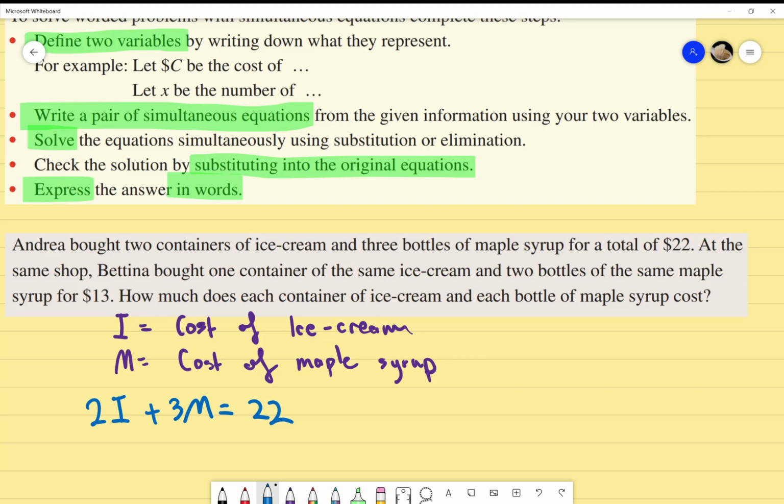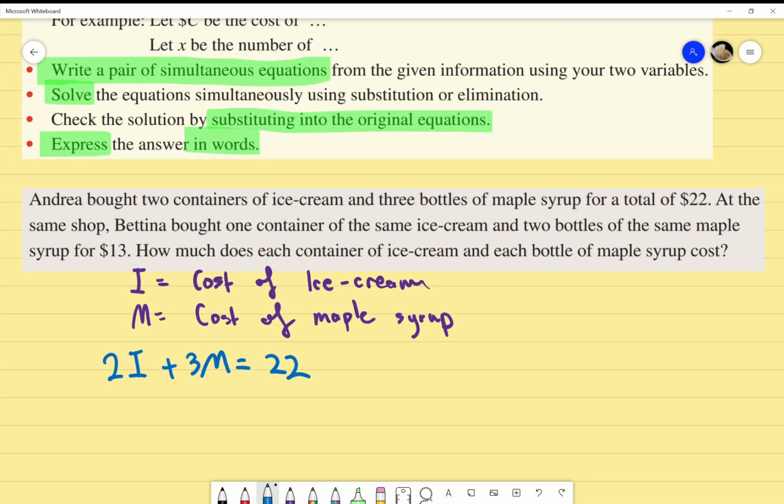Second sentence. At the same shop, Bettina, which is a name I've never heard in my life, bought 1 container of the same ice cream and 2 bottles of the same maple syrup for $13. We're going to assume there was no inflation between the 2 times. That's 1 ice cream and 2 bottles of maple syrup, which gives a total of 13.